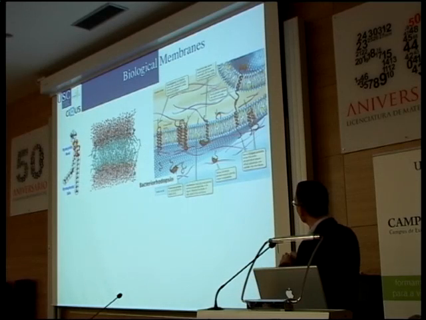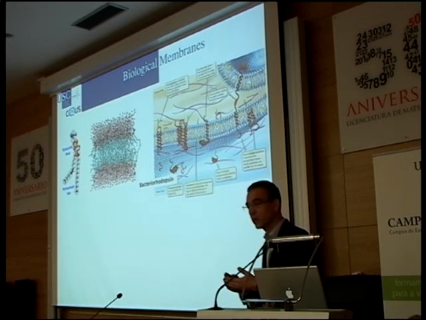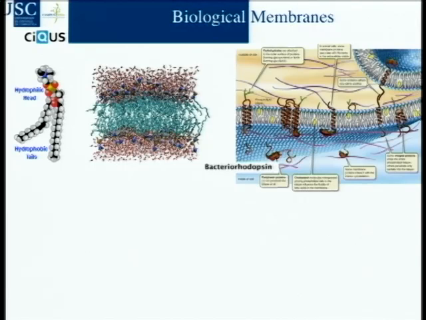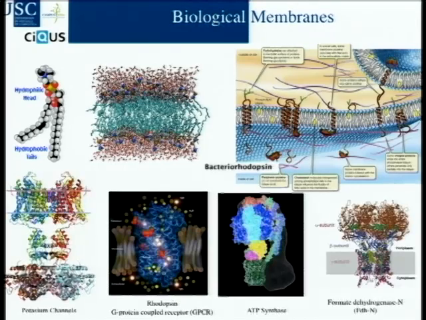And in addition, they have to regulate interaction with other cells to replicate or reproduce or even to eat. For that kind of function, there is a variety of different proteins, ion channels, receptors, molecular motors, or enzymes that are playing a very important function for the cell.